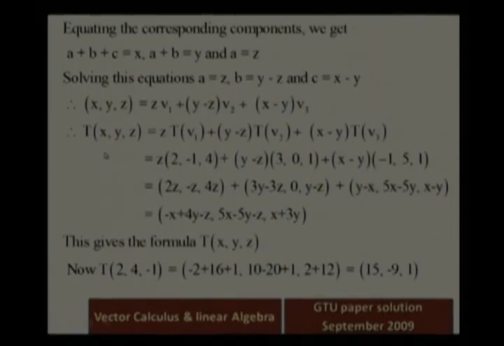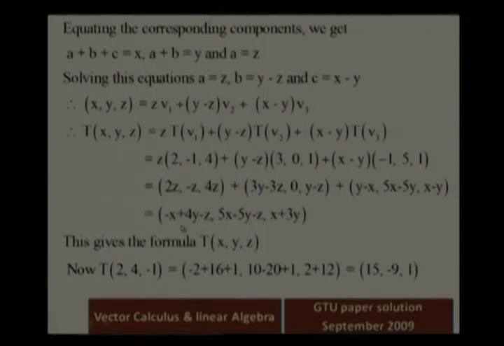Okay, so finally T of xyz is equal to, we get minus x plus 4y plus z, 5x minus 5y minus z, and x plus 3y. So this gives the formula T of xyz. Now also we want to find the value of T of 2 4 minus 1. So you can see T of 2 4 minus 1, instead of x, y and z we have to put the value of 2 4 minus 1 respectively.